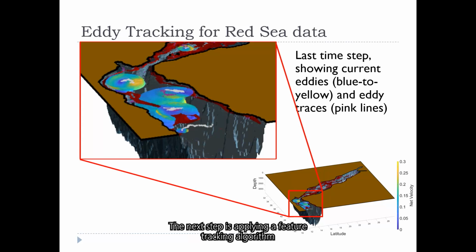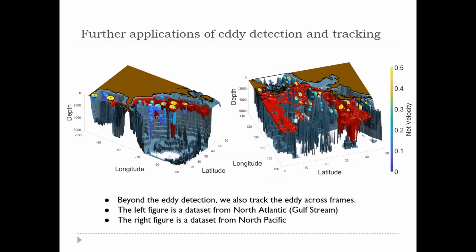The next step is applying a feature tracking algorithm on our detection result across timeframes. With such tracking algorithms, oceanographers could recognize the trace and history of an eddy in a 3D view and learn more about the dynamic processes of eddies in deep water. Here, white lines trace the centers of the yellow to blue 3D eddies back through time to show the past or recent movements of the eddies.